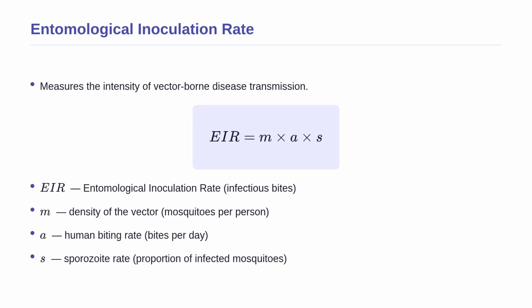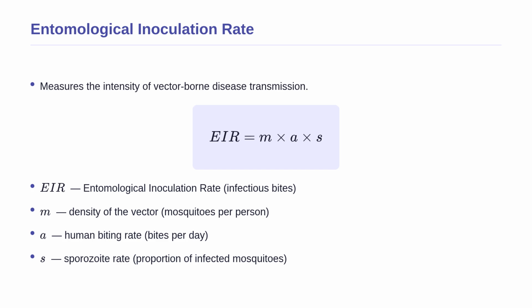To measure how intensely a vector-borne disease is being transmitted, scientists calculate the entomological inoculation rate, or EIR. Conceptually, this metric tells us exactly how much danger a local population is in by calculating the number of infectious bites a person receives. The formula is EIR equals M times A times S.